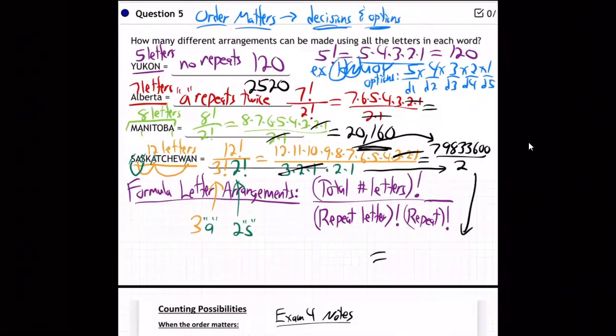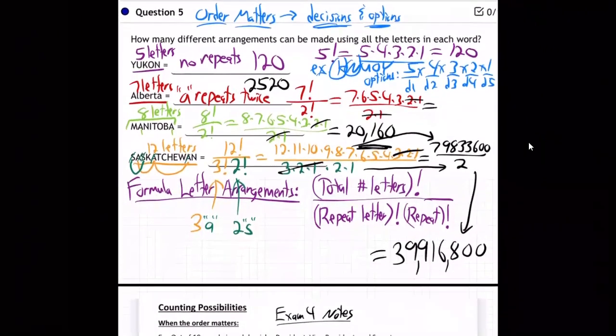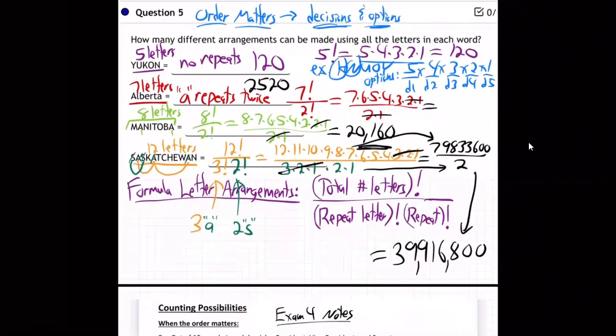Final answer. It equals 39,916,800. That's how many ways you can reorder the letters in the word Saskatchewan. 39 million different ways to put in order. It's amazing, isn't it? How many different ways there are to do that? To put in order the letters in the word Saskatchewan.